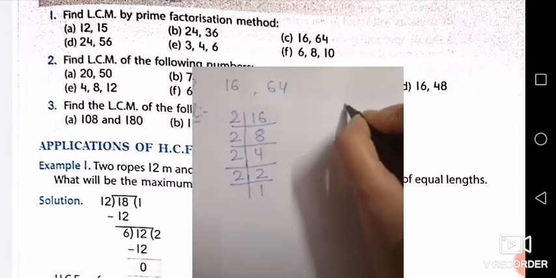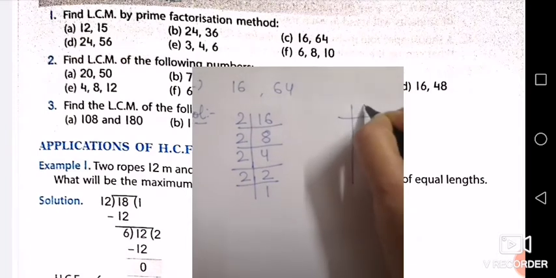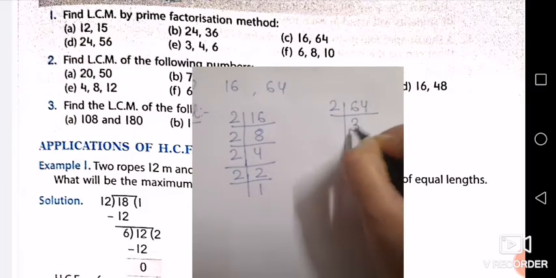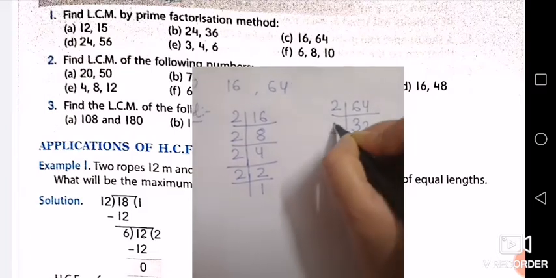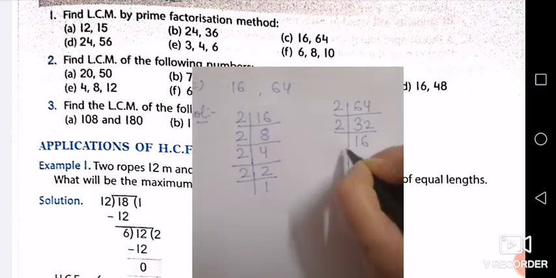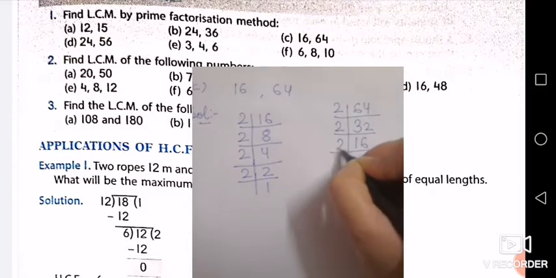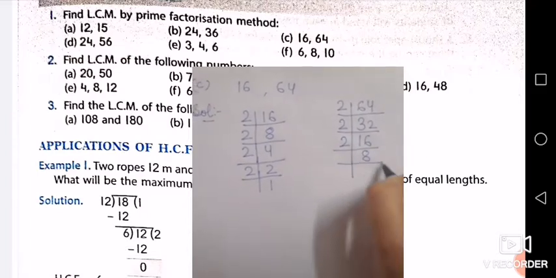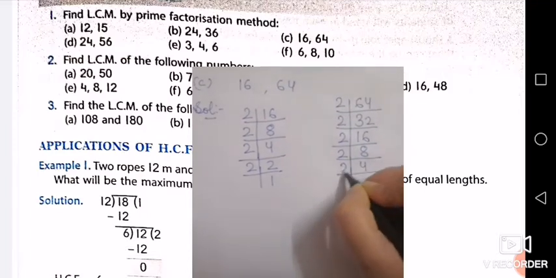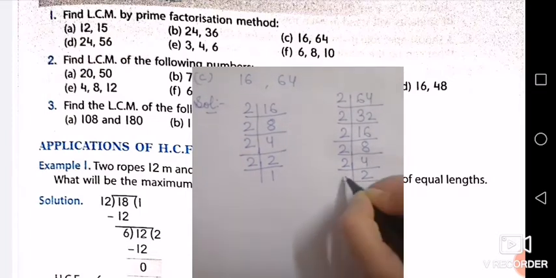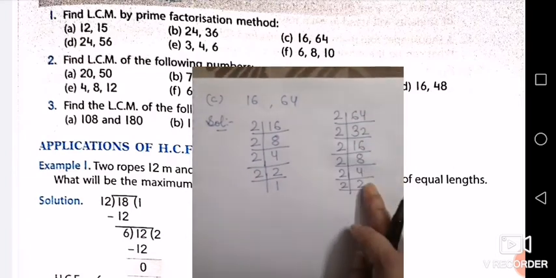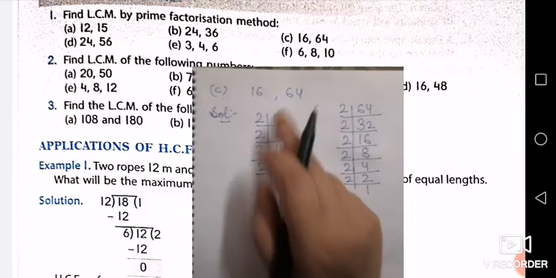Now come to 64. Next step is finding factors of another number. 2 3s are 6, 2 2s are 4. 2 1 times will be 2, 6 twos are 12, then 2 8s are 16, and again it goes on: 2 4s are 8, then 2 2s are 4, and then it will be 2 1 times. So these are the prime factors of the given numbers, that is 16 and 64.